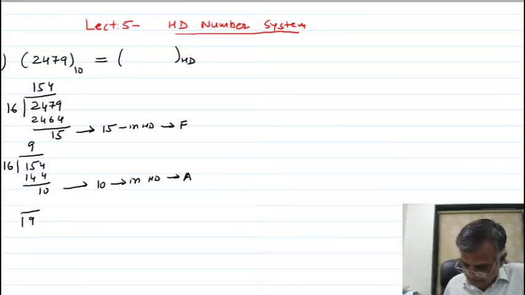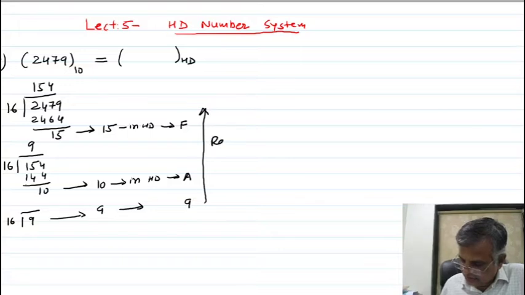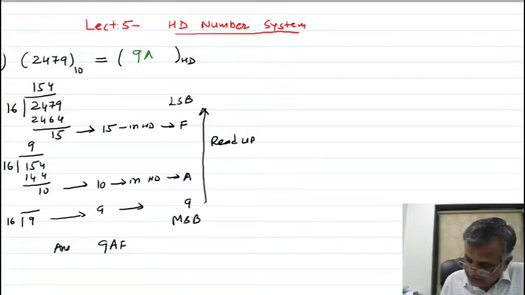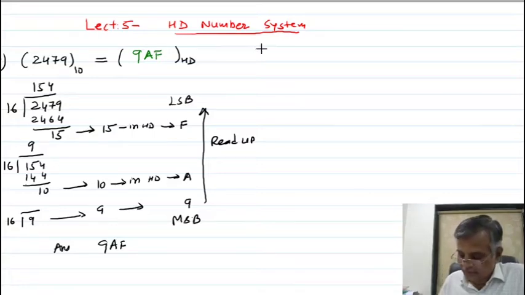9 cannot be divided by 16, so the remainder is 9. So in hexadecimal it is written as 9, and we know we read up, so this is your MSB and this is your LSB. So your answer is 9AF. I should write here 9AF. This is one numerical only for practice I am doing.